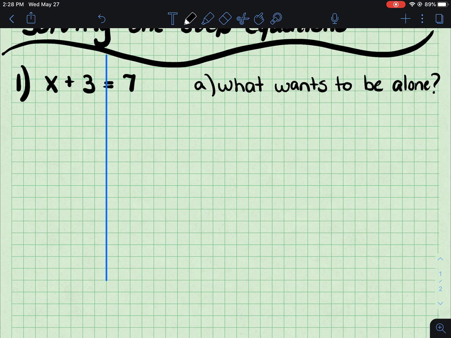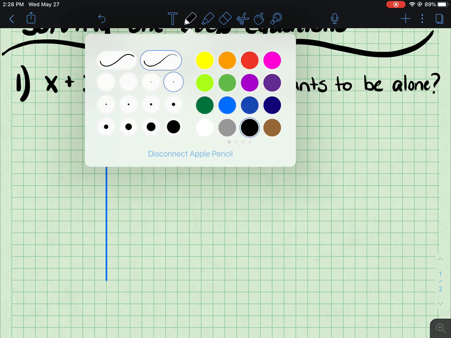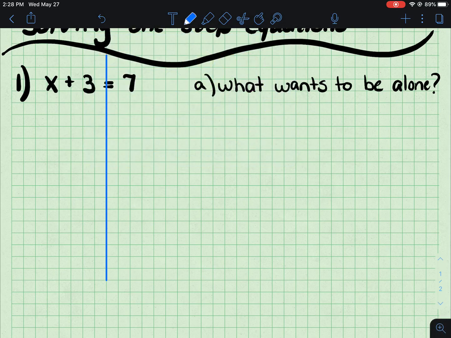Okay? And so what wants to be alone in this case is the letter, but we don't call it a letter. Let's use real math terms. It is a variable. The variable wants to be alone. Now, if you remember from lesson 1, a variable can represent a number. Okay, we don't know what that number is, but it represents a number. Now, I'm going to change my variable to blue, just so you can see what I'm talking about.